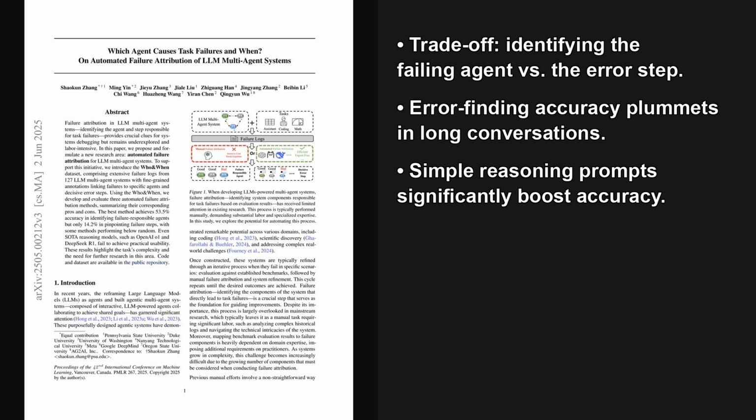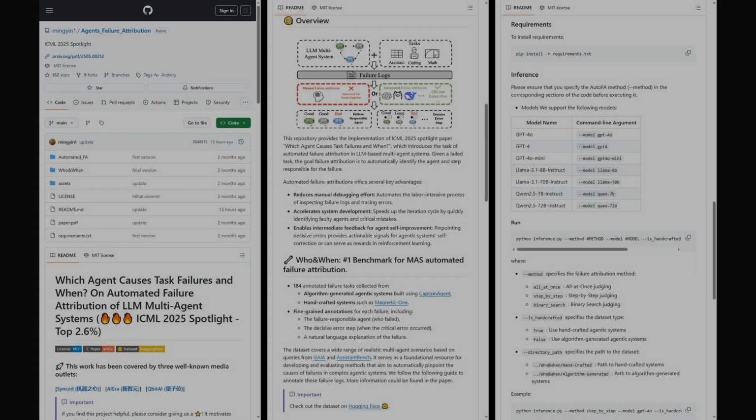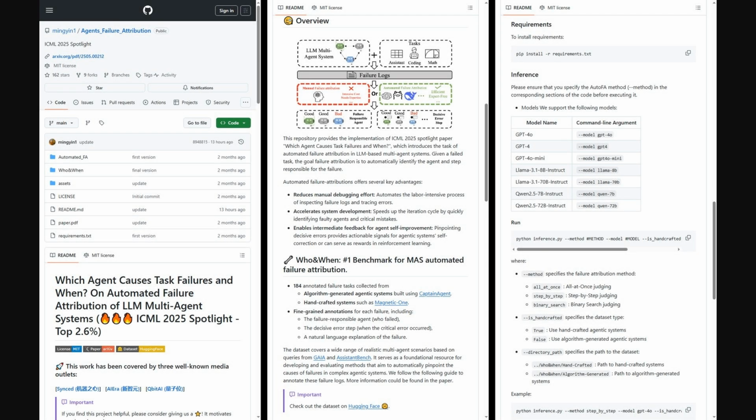The researchers propose a way to automate this. They created a big dataset of system failures, called Who&When, to train and test their methods. But the results show just how hard this is. Even the best methods struggled to pinpoint the exact error, highlighting a big challenge for making these complex AI systems reliable. And for those who want to dig into the code, the authors have released a GitHub repository.